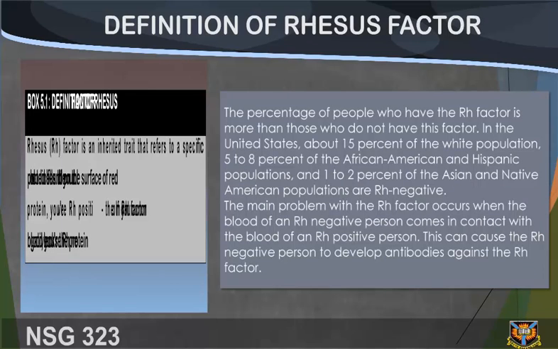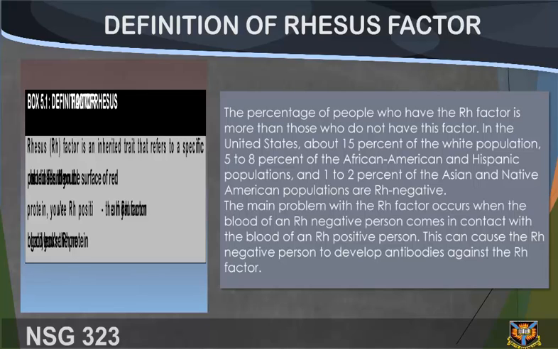Definition of rhesus factor. Rhesus, Rh factor, is an inherited trait that refers to a specific protein found on the surface of red blood cells. If your blood has the protein, you are Rh positive, the most common Rh factor. If your blood lacks the protein, you are Rh negative. The percentage of people who have the Rh factor is more than those who do not.